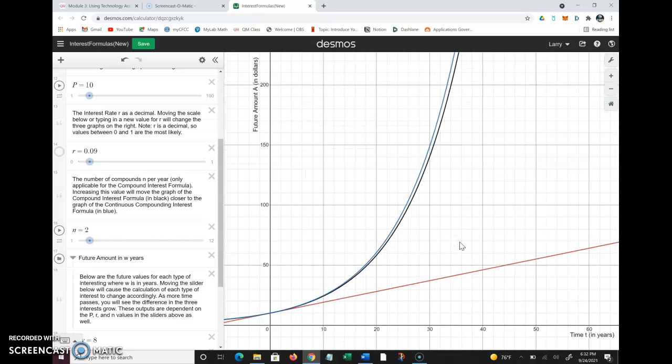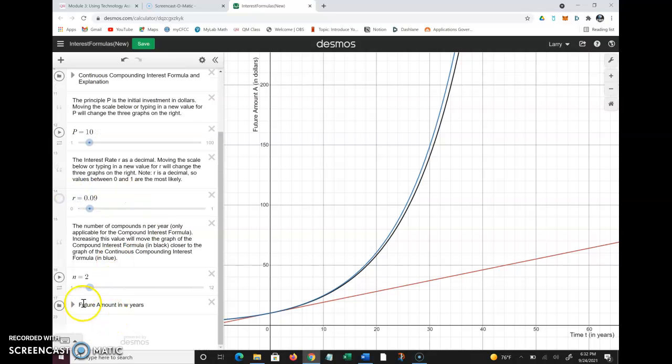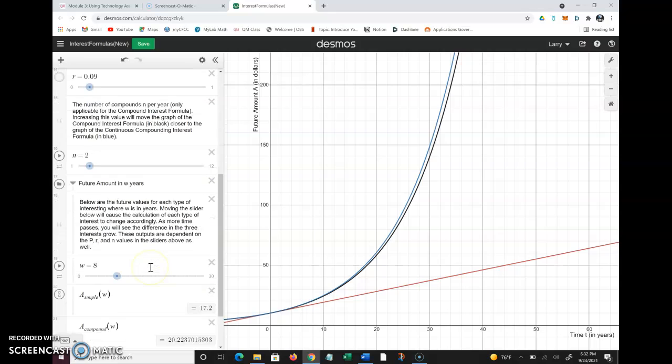My window only makes sense when time is positive and when future amount is positive as well. So I'm only dealing with this top right quadrant, which is why I've selected the window to appear here. And now that we have all these 3 inputs, which we don't normally get to see how they manipulate, we have the one that we're used to seeing, which is time. So this last folder has future amount in W years.